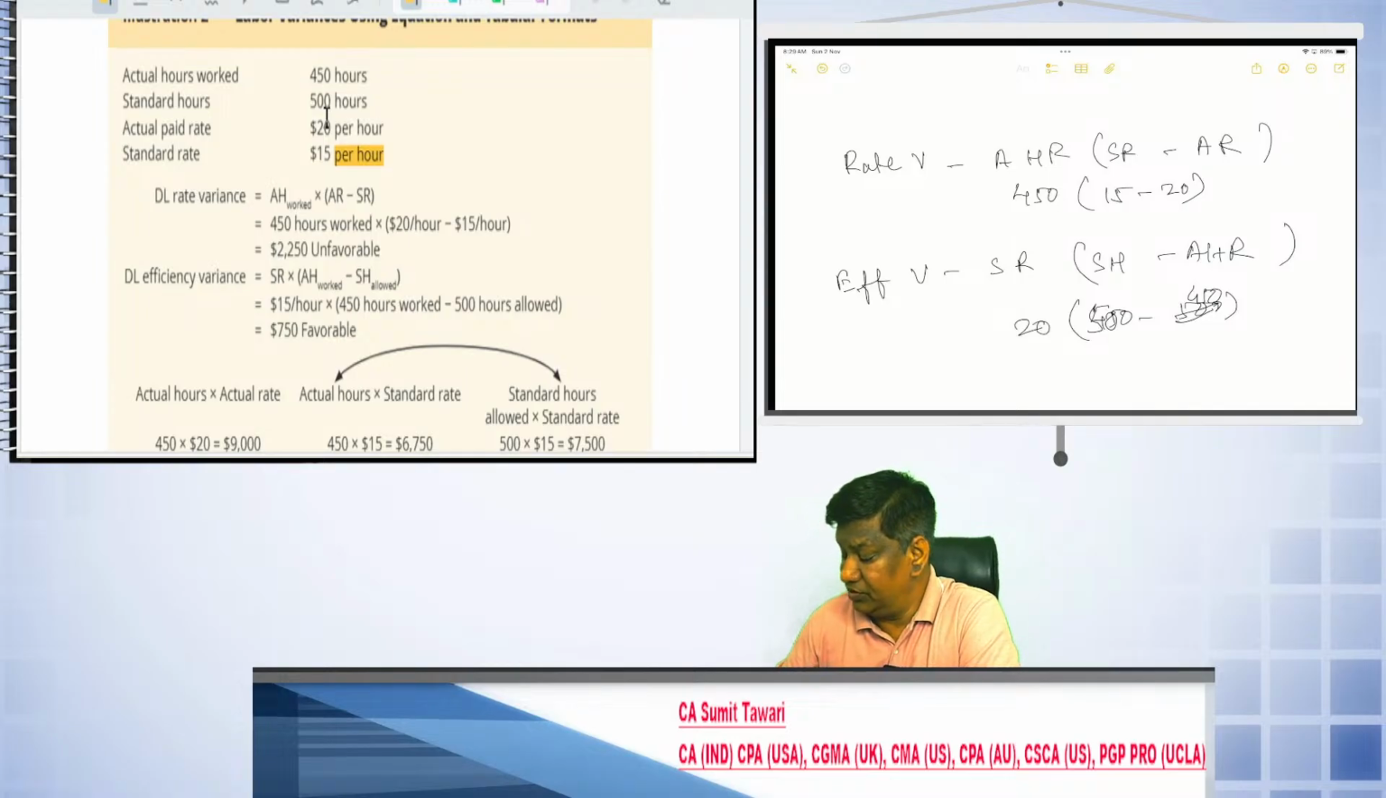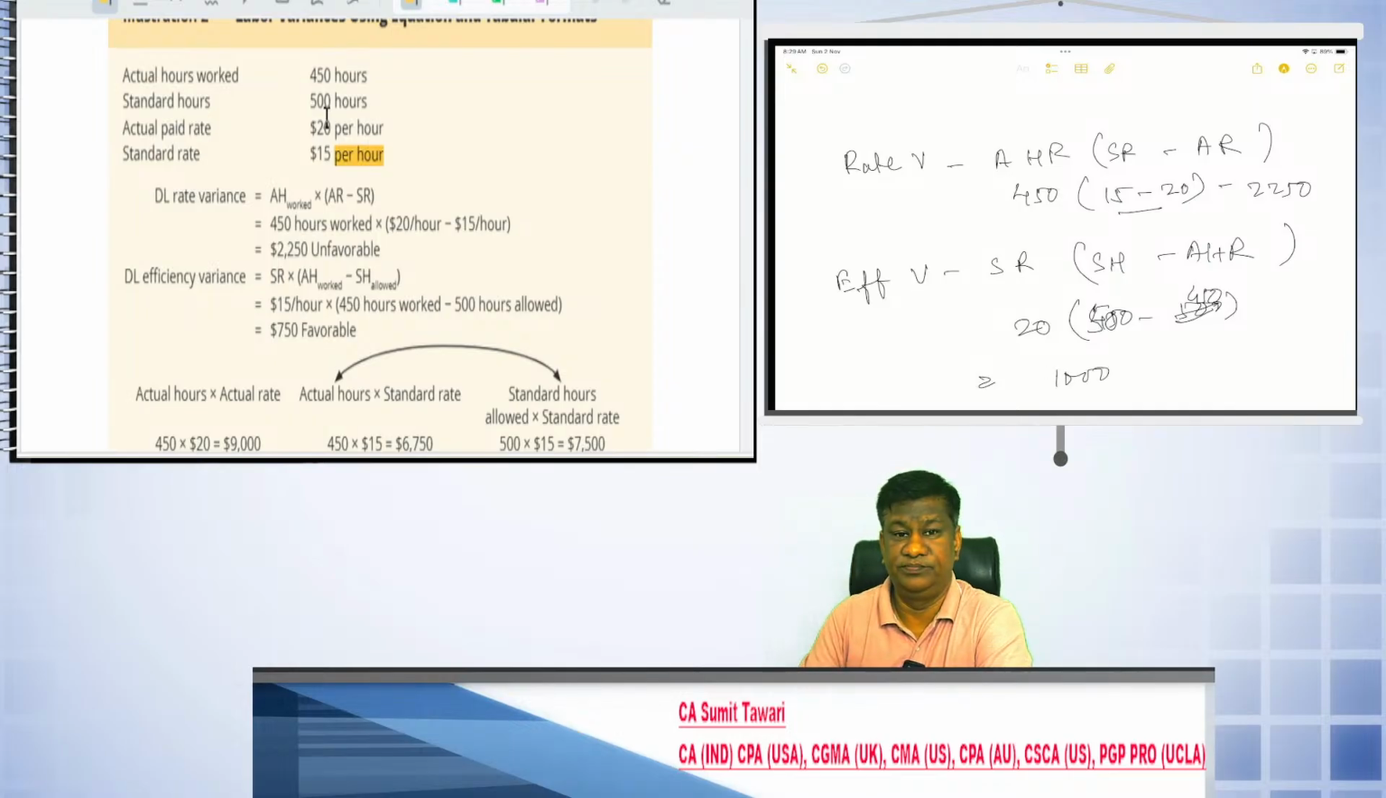Okay, so in this situation there is an unfavorable variance because it is a negative number. Okay, so it is 900. 5 multiplied by 450, so somewhere 2250. And here 50, so it is positive because 1000. Sorry, 750. Standard rate is, okay, this is actual, so standard rate is 15. Okay, the formula is correct. The number which I put is wrong. So it is 750.